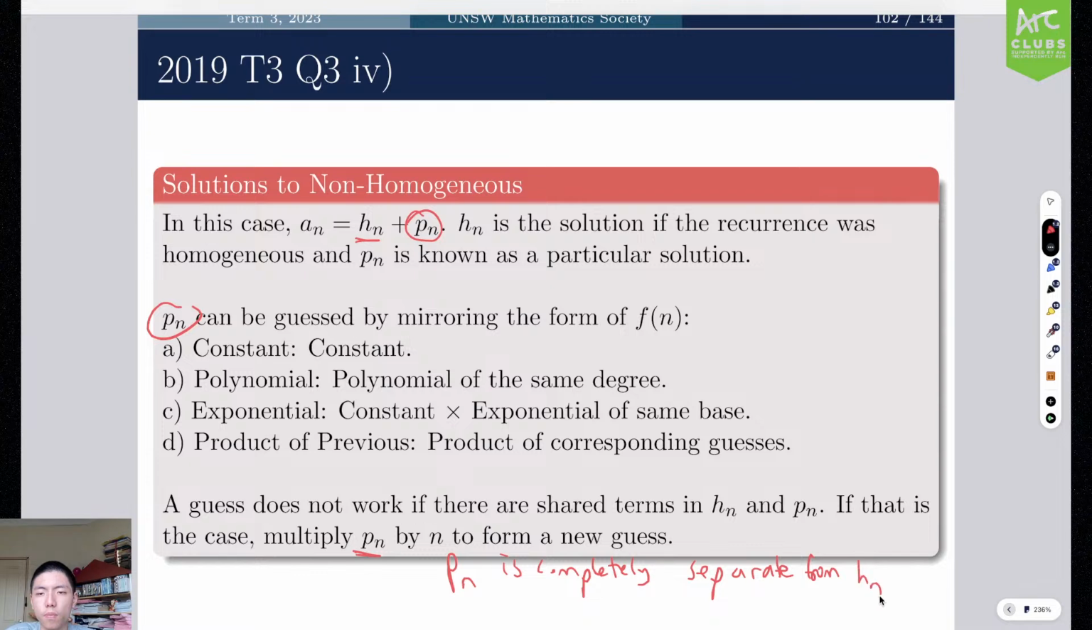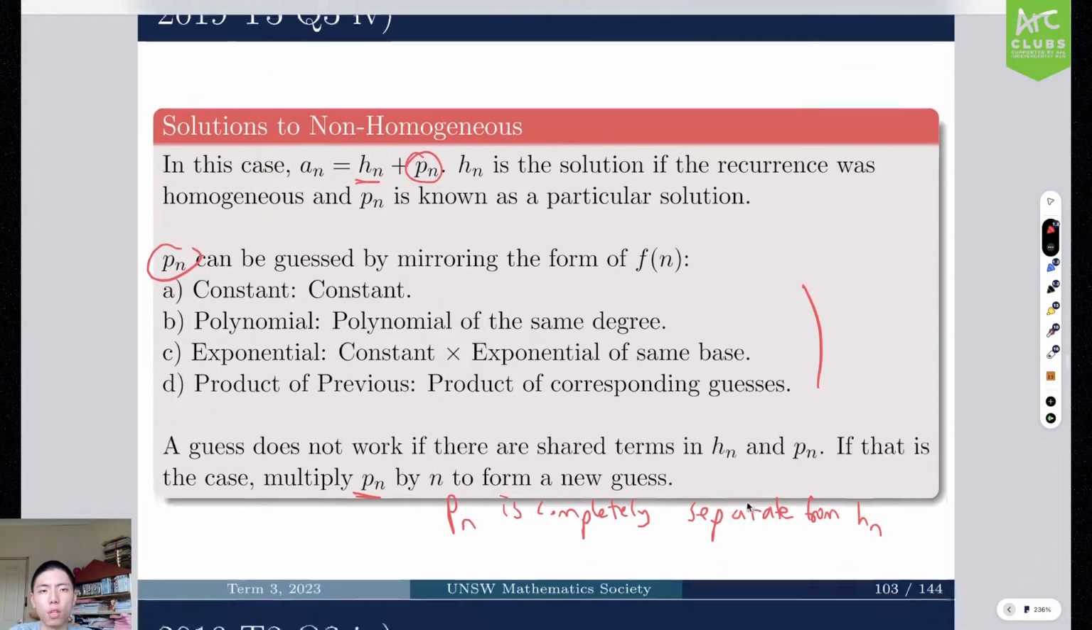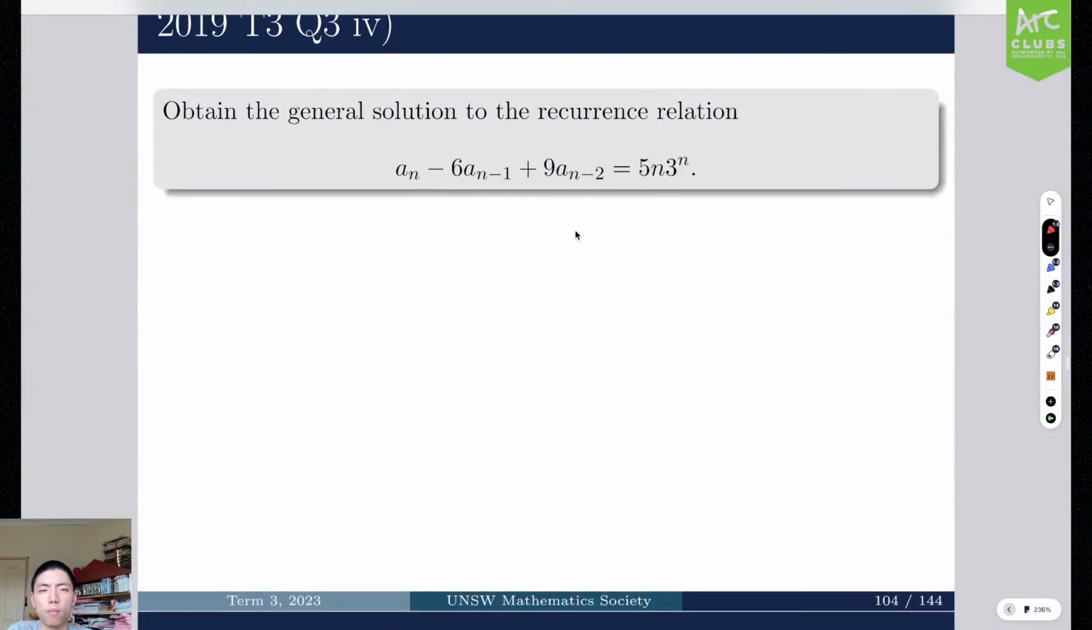From Hn. So if Pn's guess, using these rules that we have here, has terms that are still matching inside the homogeneous solution, then we just need to keep on multiplying n to Pn until we get something that does not share common terms with the solution in Hn. So I will demonstrate the example here.